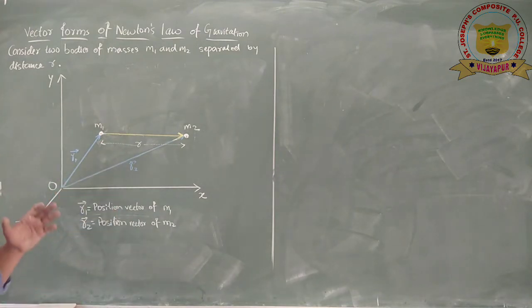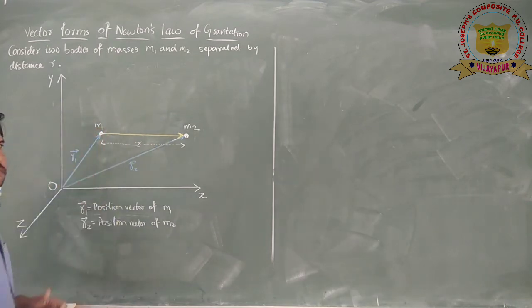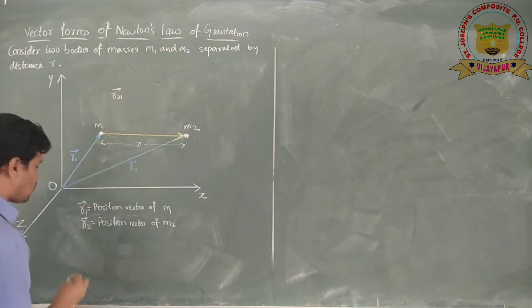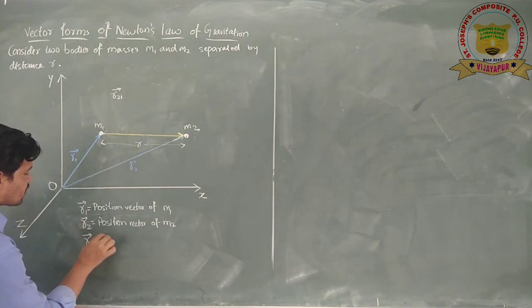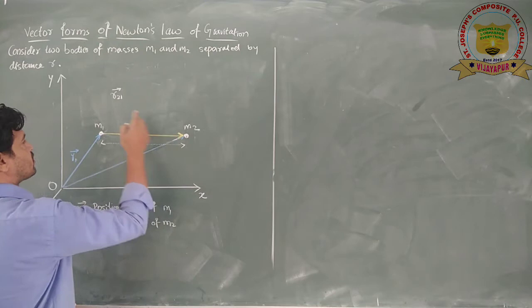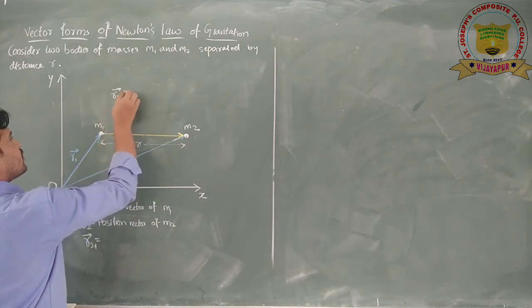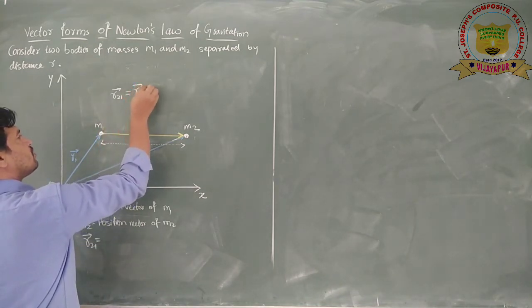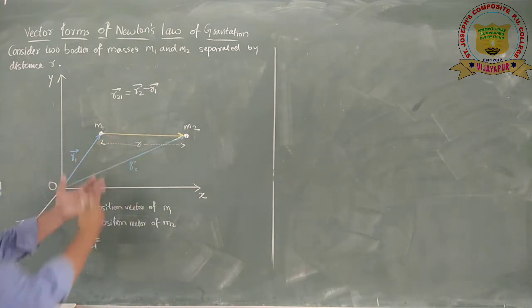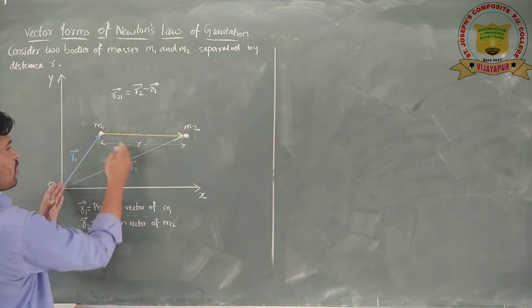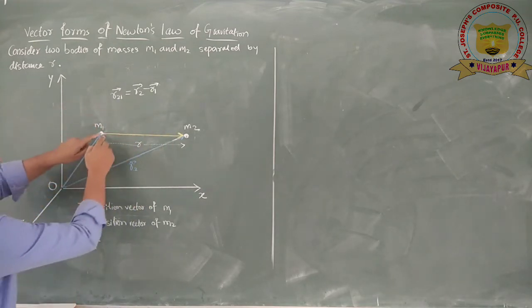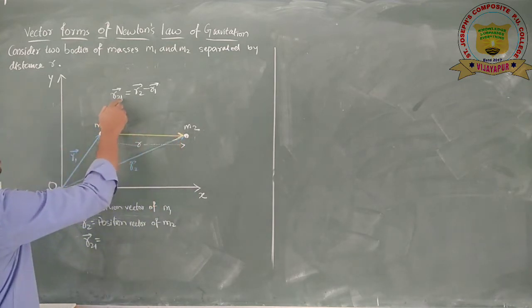Now to calculate the gravitational force between these two bodies, we have to define the position vector of one body with respect to the other. First we start with m2. The position vector of m2 with respect to m1 is represented as r21, and it can be calculated vectorially. That is simply r2 minus r1. That can be seen in this diagram also. If you subtract r1 from r2, you will get r21. This yellow vector represents r21.